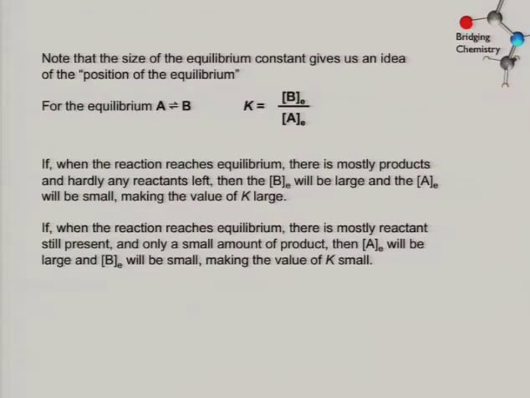Note that the size of the equilibrium constant gives us an idea of what we call the position of equilibrium. So let's imagine compound A being in equilibrium with compound B. For that, we could write an equilibrium constant expression where K would just be the concentration of B at equilibrium over the concentration of A at equilibrium. That's nice and straightforward.